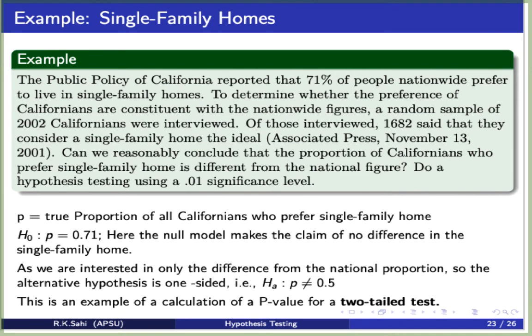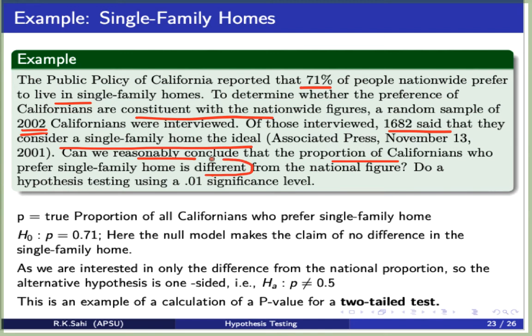Now here, this is the public policy of California, which reports that 71% of the people nationwide prefer to live in single-family homes. Now to determine whether the preference of Californians is consistent with the nationwide figures, a random sample of 2002 Californians were interviewed, and out of those, 1,682 said that they consider a single-family home the ideal one. Now, can we reasonably conclude that this proportion who prefer single-family home in California is different?